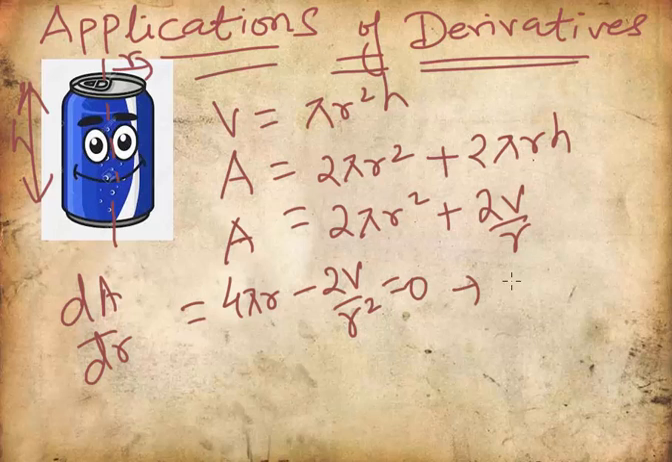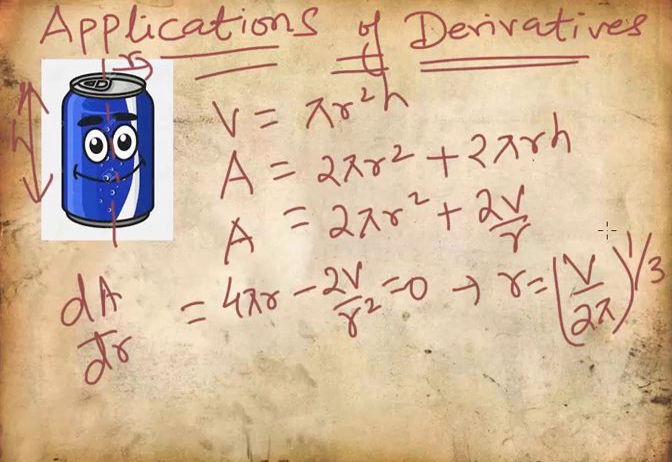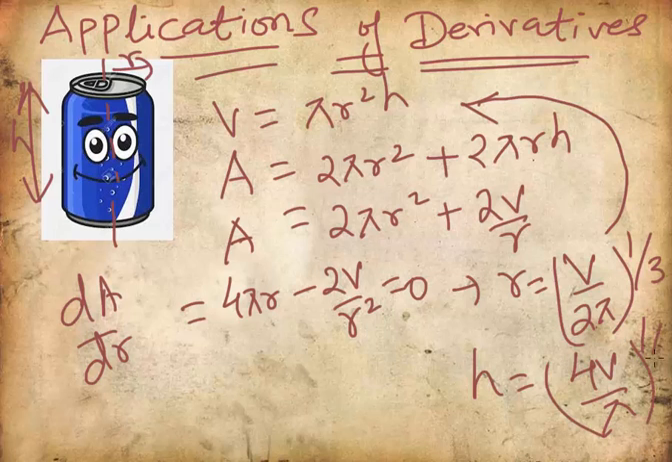So here if we solve it, it will give r as v by 2 pi to the power 1 by 3. And if we substitute this r into the first term, we can get the corresponding h, that will be 4v by pi to the power 1 by 3. So this set of r and h is actually corresponding to the surface area which is the minimum. If we alter this r or this h, then the respective can which will be manufactured will be of more price, because the cross-sectional area will be more.